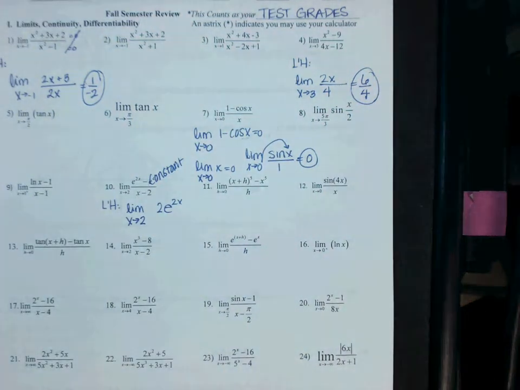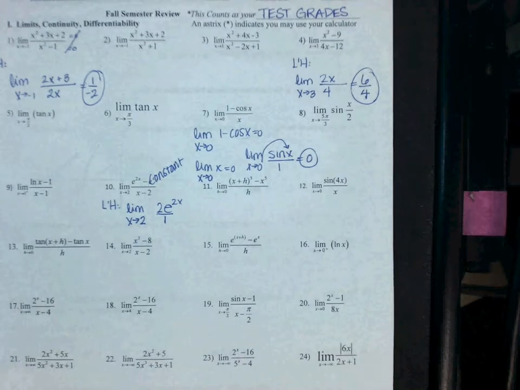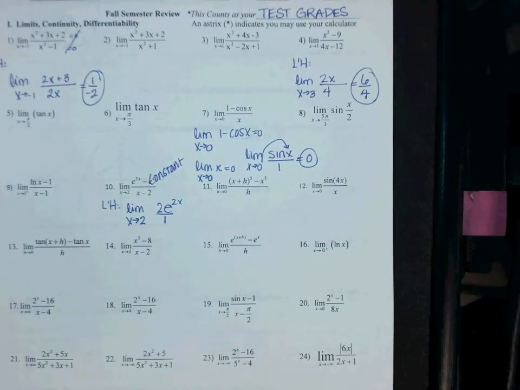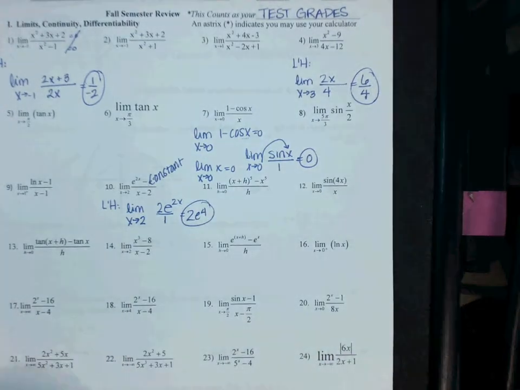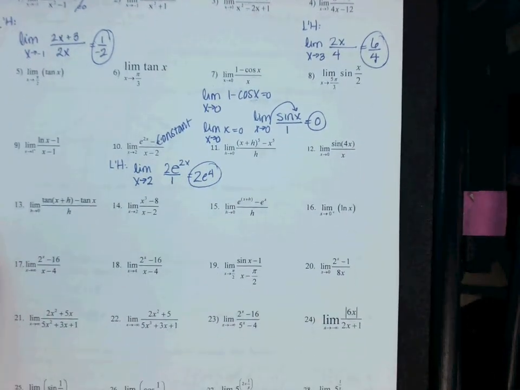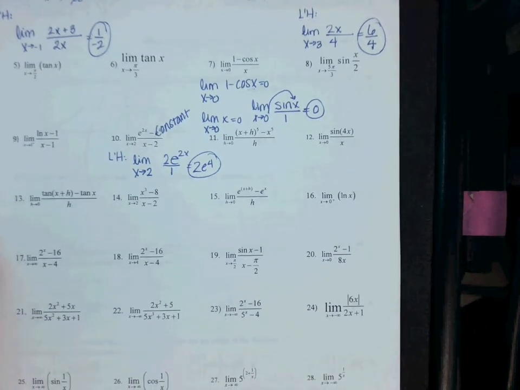Okay, then derivative of x minus 2 on the bottom, what is it? 1. Now plug in 2. So that'd be e to the what? So it's 2e to the 4. You remember all the things? Okay, let's do number 16.